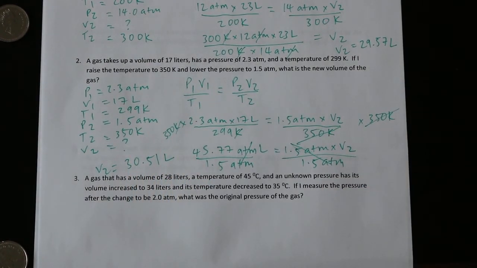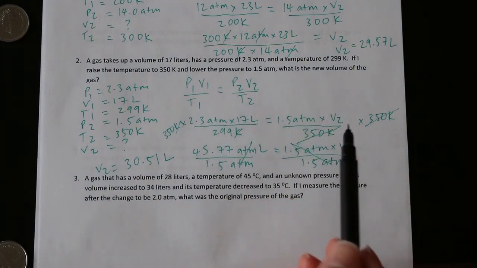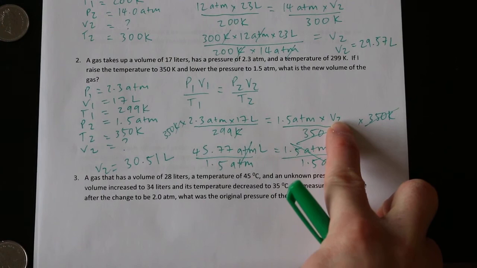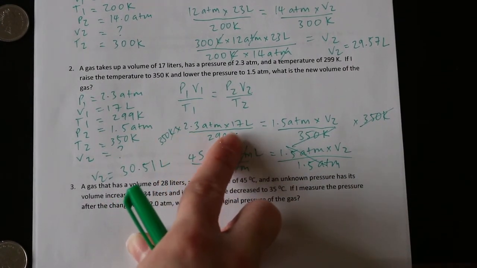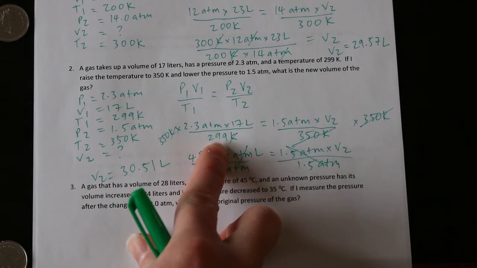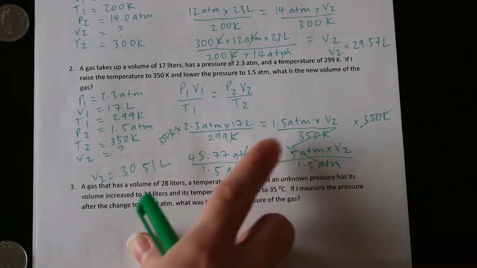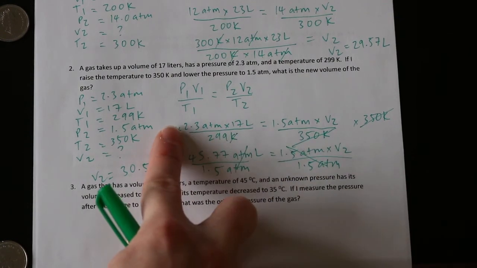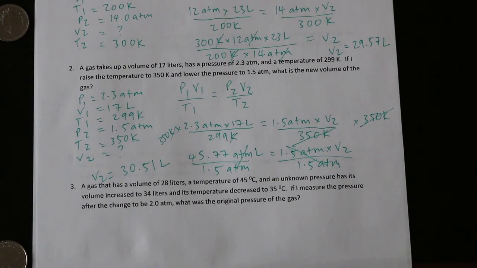Okay. So if you wanted to do everything in one step to get V2 by itself, you would just take this term over here, the 2.3 atmospheres times 17 liters divided by 299 Kelvin. What you would do is bring the 1.5 atmospheres down and bring the 350 Kelvin up, because again, you can do all of that math in one step. So for all of these questions, that's pretty much what you're doing.